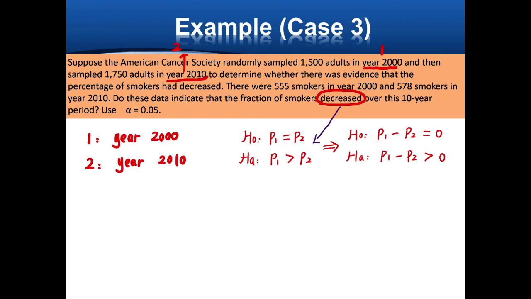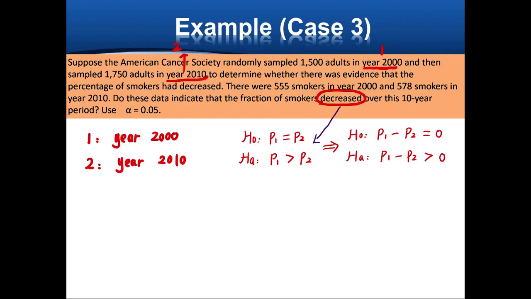So now let's use group 1, the first dimension, year 2000 as 1, and the second dimension, the year 2010 as 2. So there's a keyword, decreased, which means the year 2000 actually is bigger than the year 2010. So you need to use some common sense to figure out which one is higher, which one is lower. And because this is a percentage problem, in HA, which is the claim, P1 bigger than P2, so it decreased over this 10-year period.